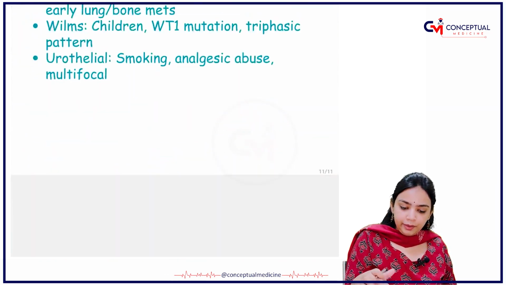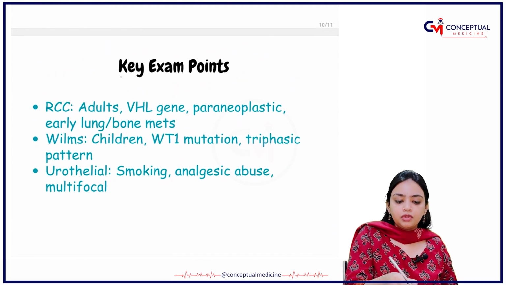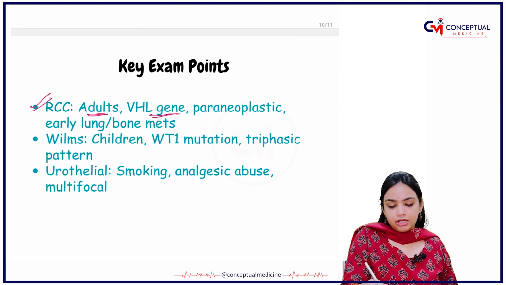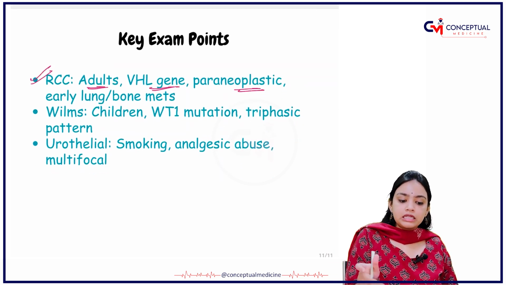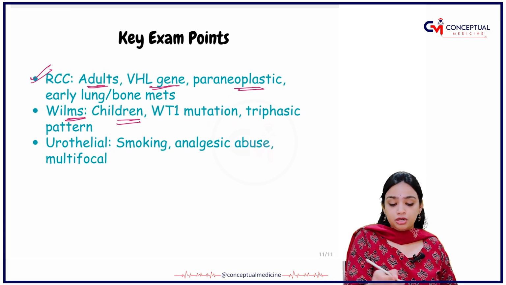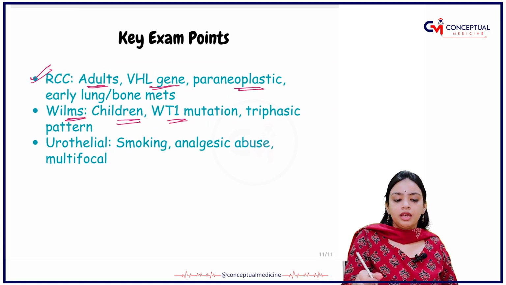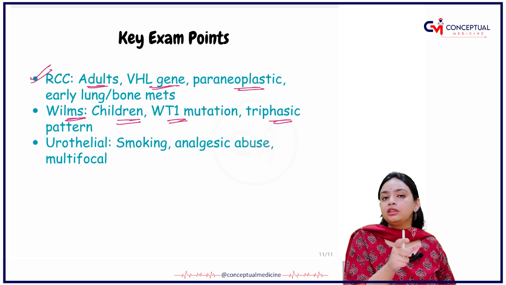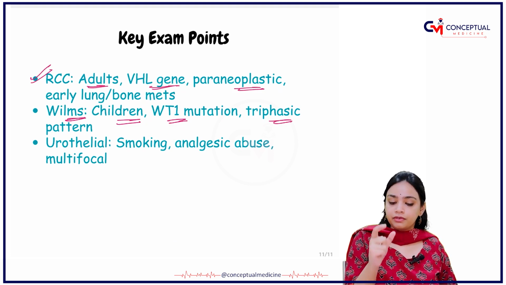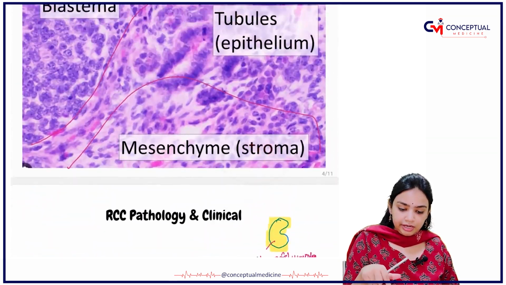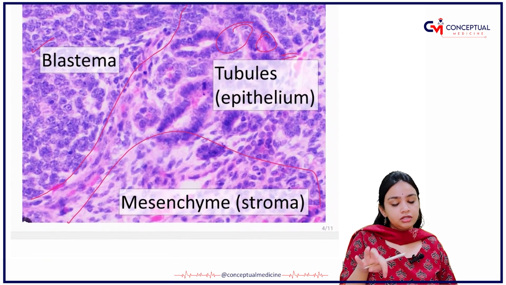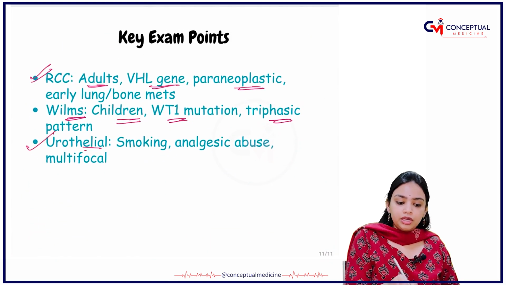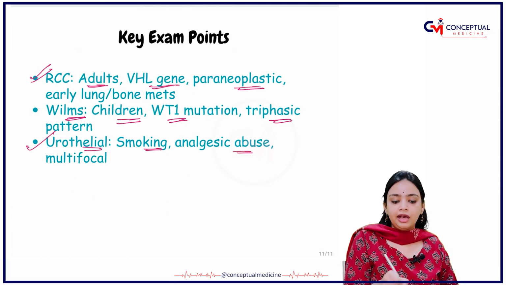Now I have a question for you all. Before the question, let me just give you the key points. For the RCC, just remember that it is found in adults. You have VHL gene mutation and paraneoplastic syndromes are seen. In the Wilms, remember it is found in children. WT1 mutation is there, and the triphasic pattern that I have shown you in the histology. If you are not clear, let me show it again. You are able to see three things, right? So that is nothing but a triphasic pattern. Then in the urothelial, remember it is associated with smoking and analgesic abuse.